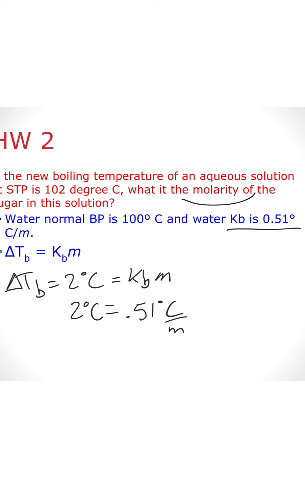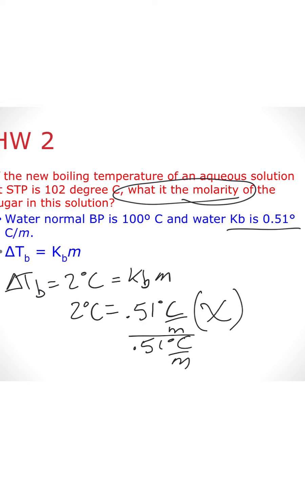And we're trying to find what is the molality. So we know that this is going to be our unknown. Let's call that x, okay? So to get rid of the number in front of x, you divide by itself. What you do on one side, you do on the other side. And the Kb cancel, so you have molality equal to m, which is what molality is.